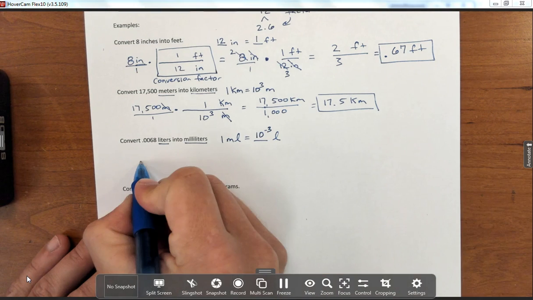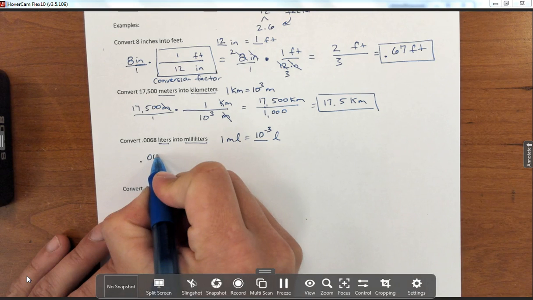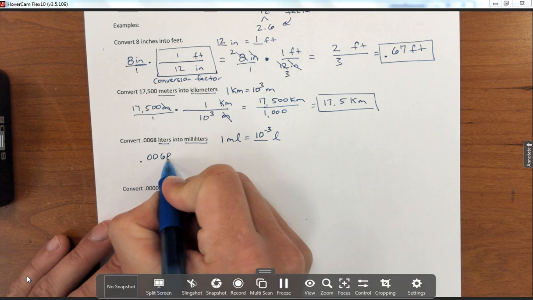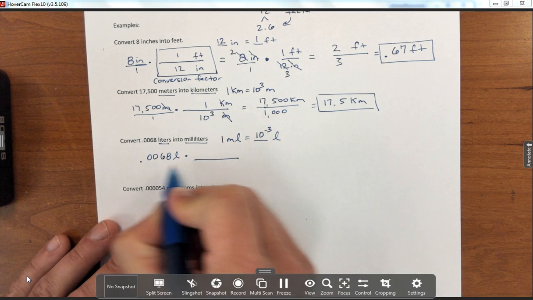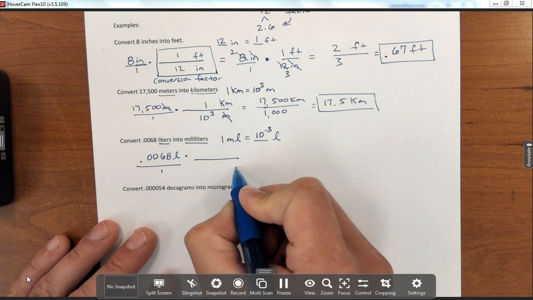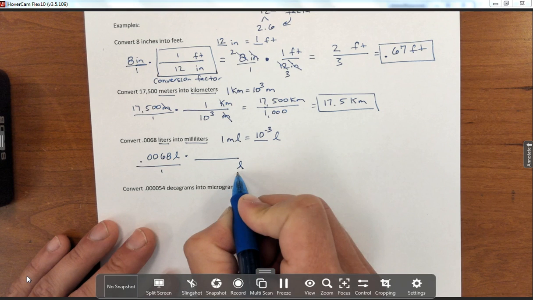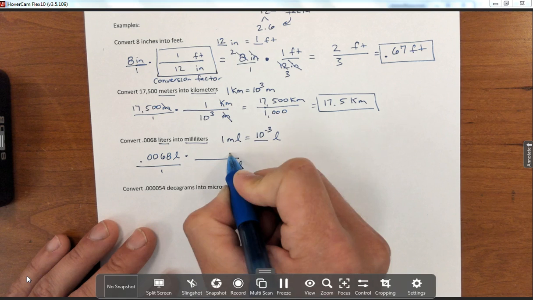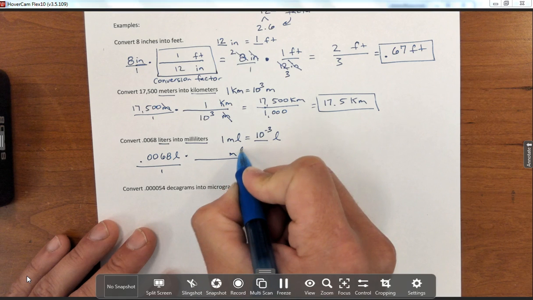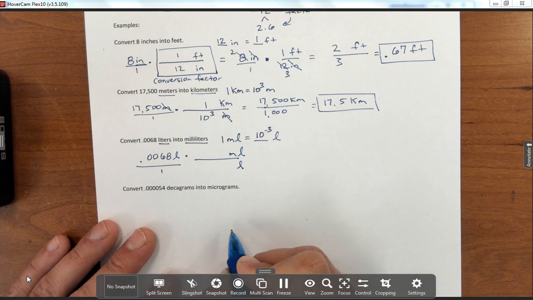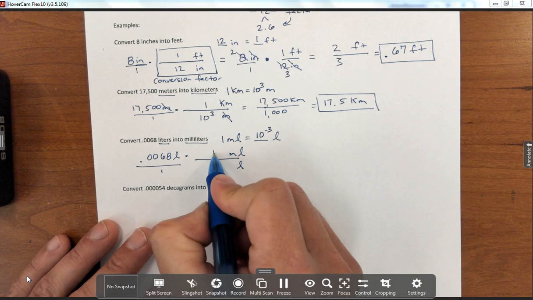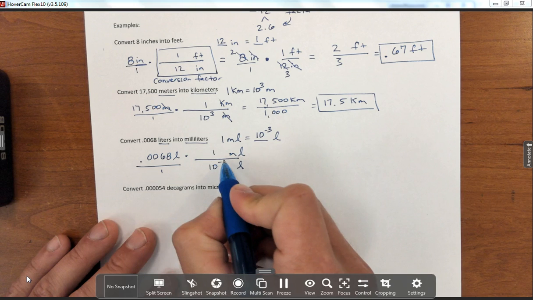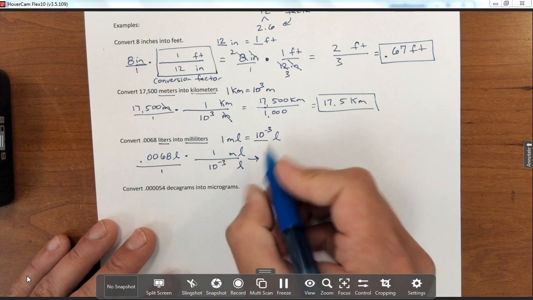Okay, so let's start writing our problem. We're going to use the conversion factor, 0.0068 liters times a fraction. This is currently not written as a fraction, so it's itself over 1. So the liters go on the bottom so that they're diagonal, which means the milliliters go on top. And then the numbers follow suit. So 1 ml equals that many of the liters. And I know that's not very nice. So let's rewrite that right now. I'm not even going to cancel units yet.